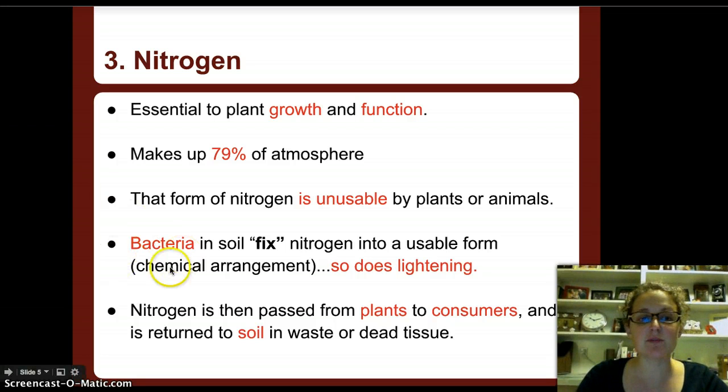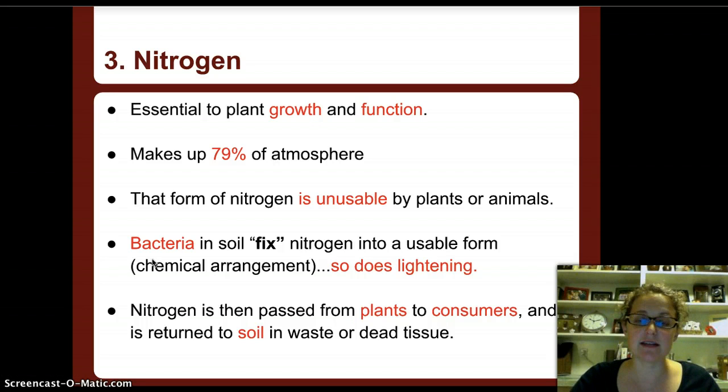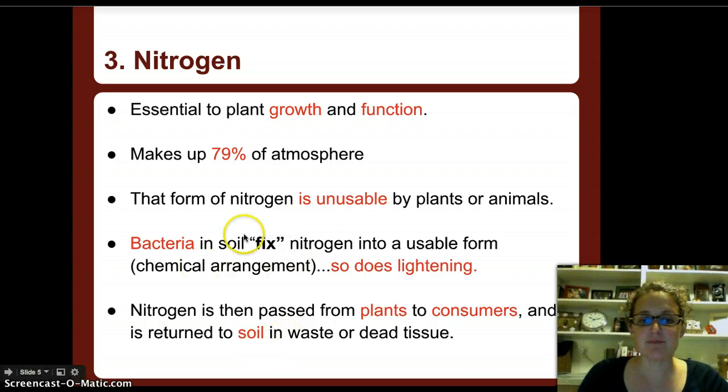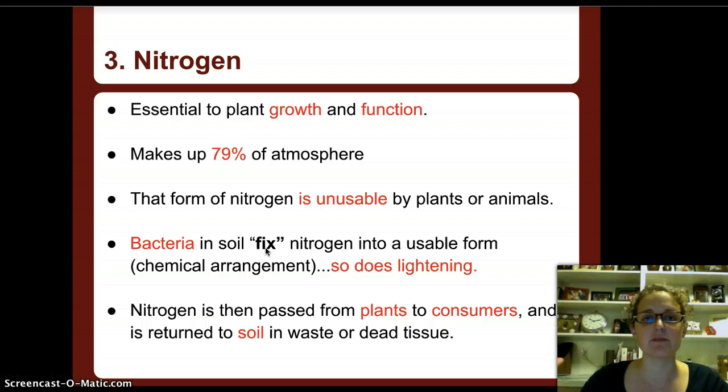Instead, we need special bacteria in the soil, and they help fix nitrogen into a usable form, a different chemical arrangement that we're not going to spend a lot of time talking about here, but it is available a little bit in your text and on some of the online resources. Bacteria fixing nitrogen is a fancy way of just saying changing it. They change it from the atmospheric form into a form that the plants can take up and then you can get. Lightning also does this, but in a really small percentage compared to the bacteria in the soil.